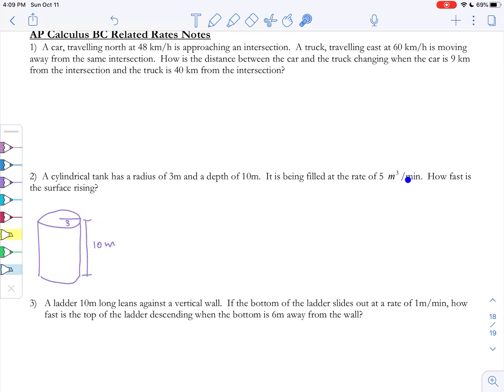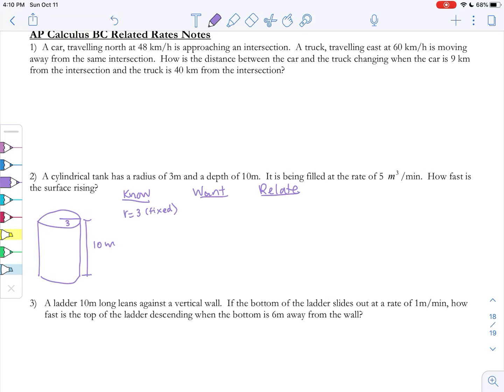Here we're given meters cubed per minute. So when it says the tank is being filled at a rate of 5 meters cubed per minute, we know that this is the rate of change of the volume with respect to time. So we're going to want our know, want, and relate columns. What we know is, and we can jot down things that are in the diagram, the radius is 3 meters. I am for now going to write fixed here just to make a note of that so that eventually I will use that information in my relate column.